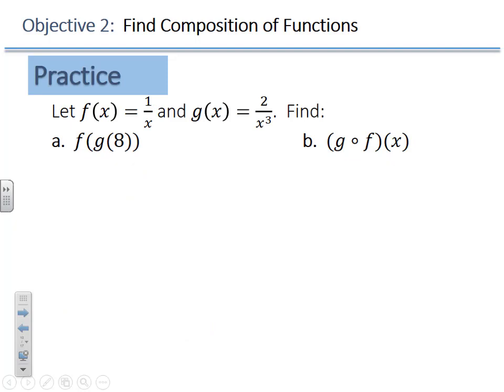Okay, here's 2 for you to do for practice. Pause the video, go ahead and work these 2 out, and then start it up again and we'll work through the solution.